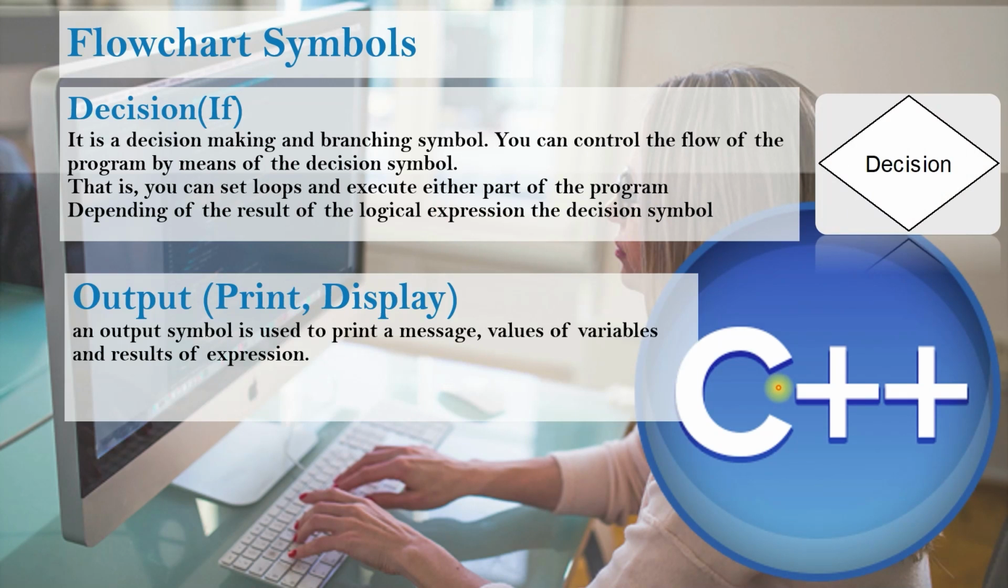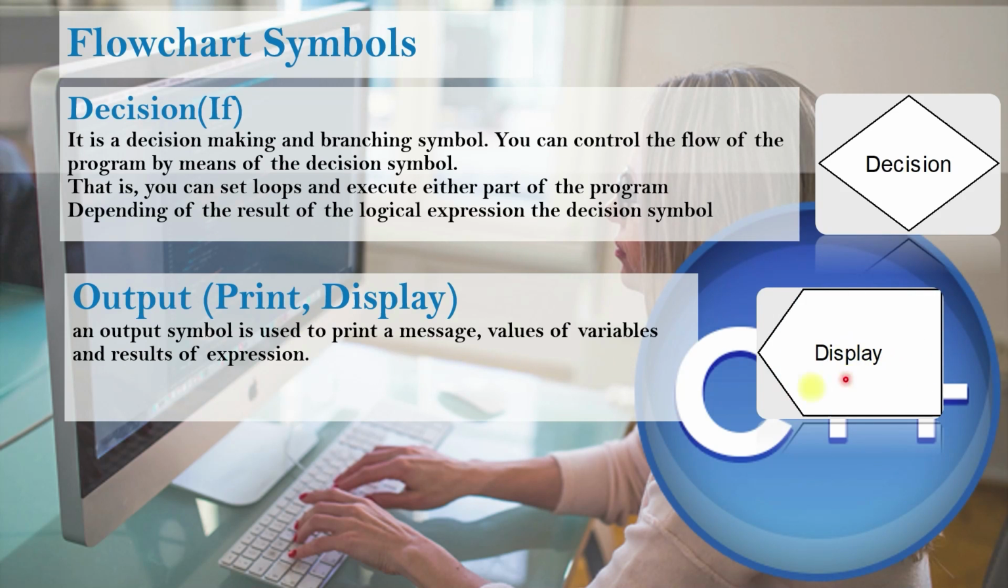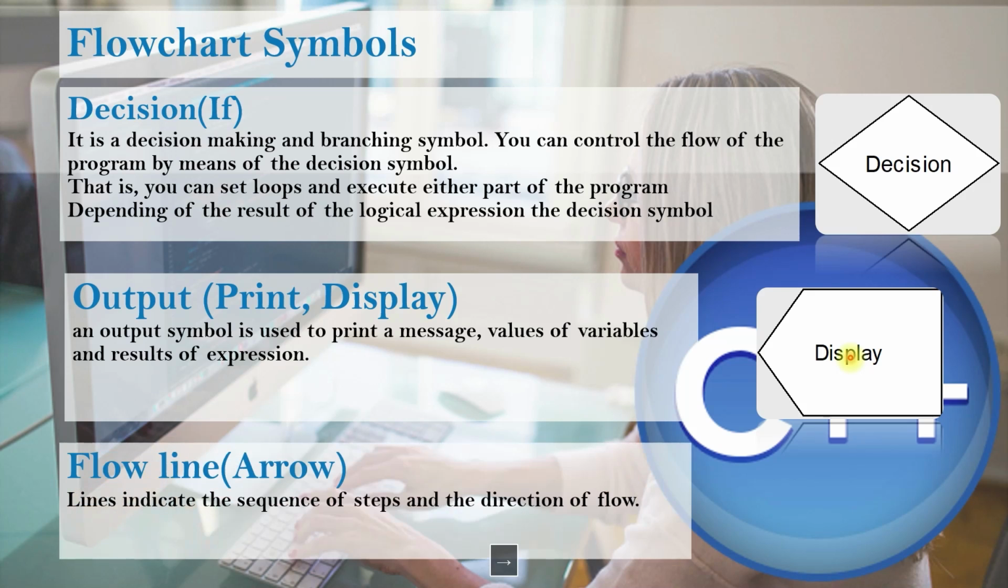Output. An output symbol is used to print a message, value of variables, and results of the expression. Look, whenever you want to show the results of a process, you use what? Output symbol. And the output symbol is this one. Even if you want to show only a message, you use what? This symbol.